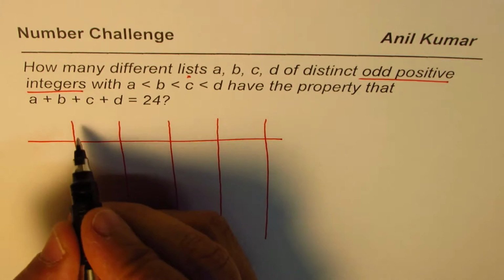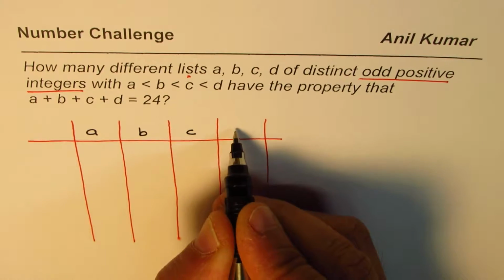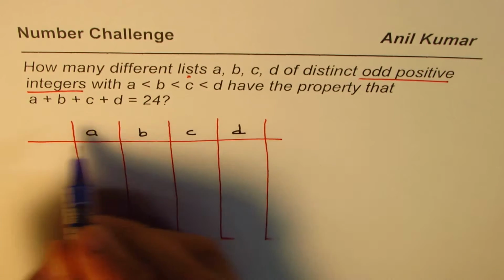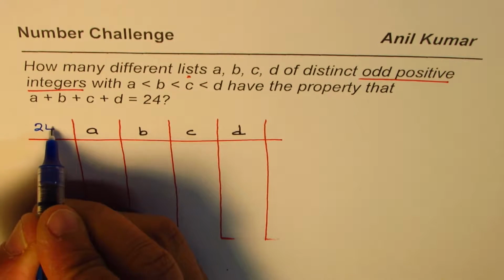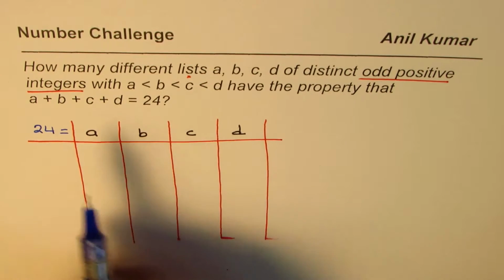So we are looking for values of A, B, C, and D so that their sum is 24. So they add up to 24. This is what we are looking for. And we want them in increasing order. A, B, C, and D are odd positive integers, correct? I hope the strategy is clear to you. Now you can pause the video and answer the question. Okay, so let's look for this list.